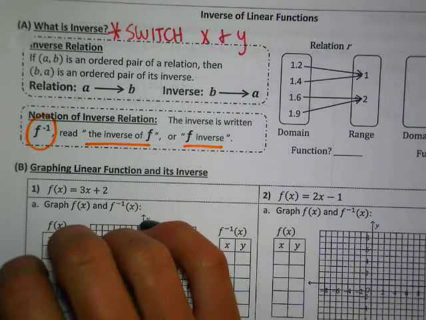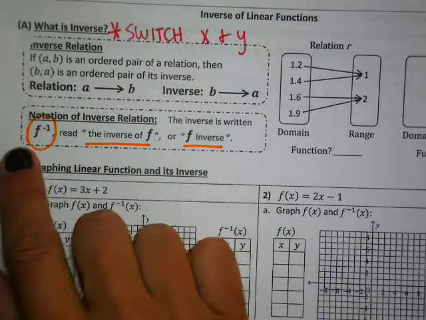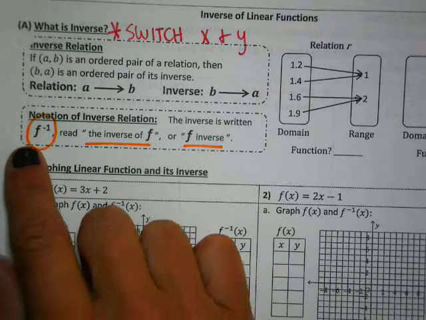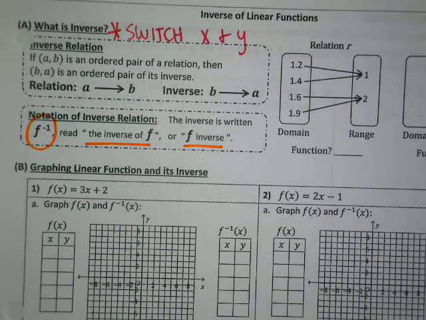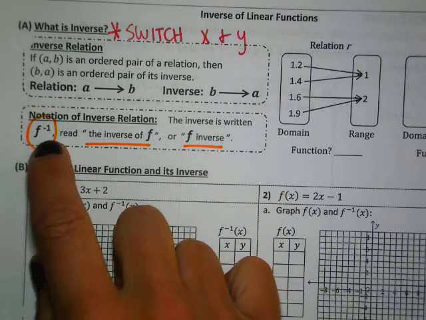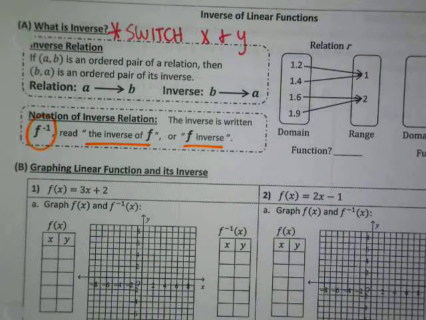How do you differentiate that? F doesn't stand for a number. It's not a variable. There's nothing you're plugging in for the F. It's a function. That's how you know. So the little -1 is meaning inverse.